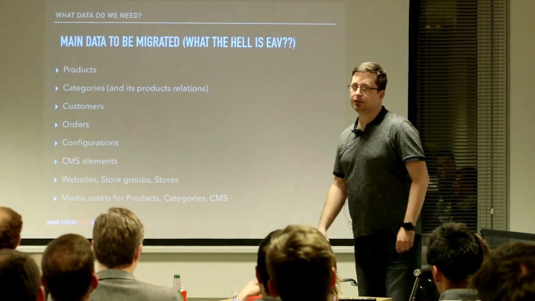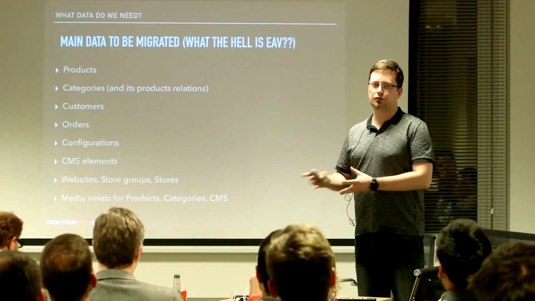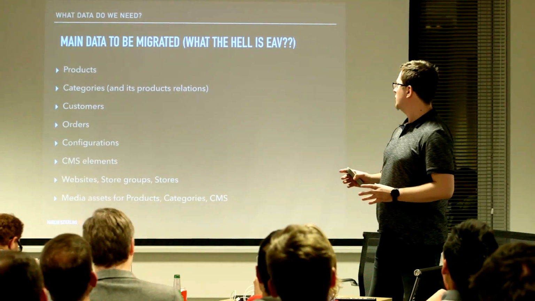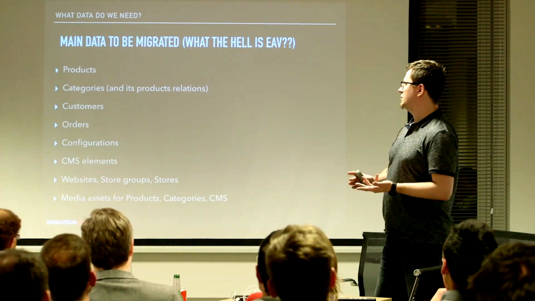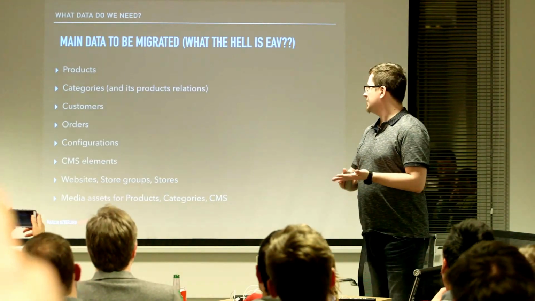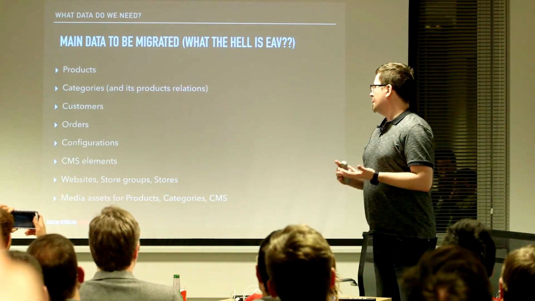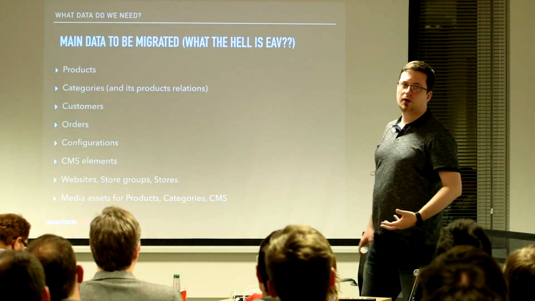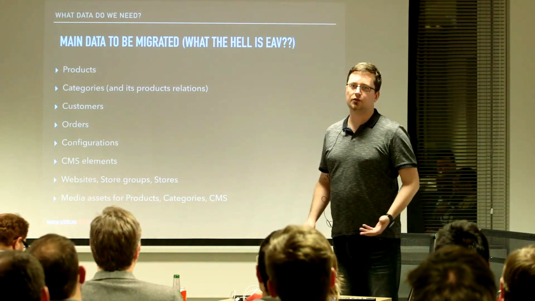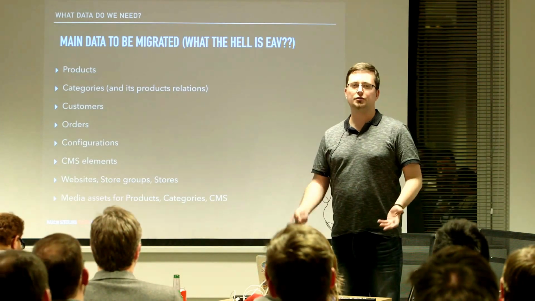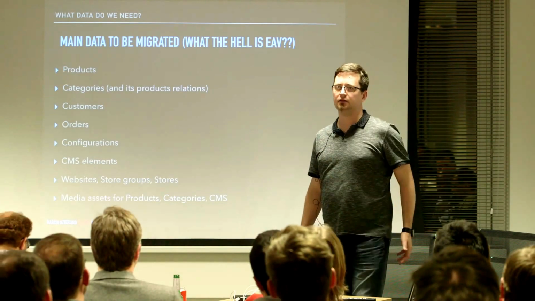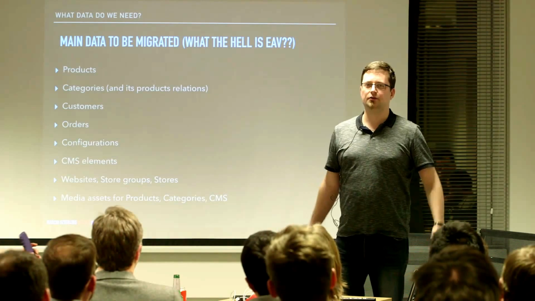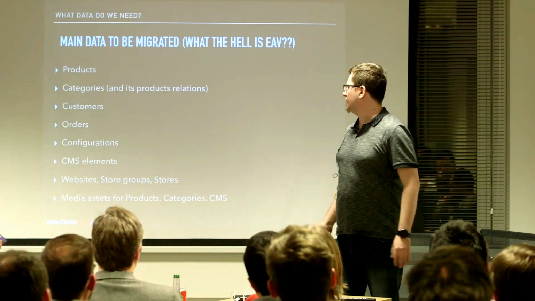Okay, so what kind of data should the tool migrate? Obviously products, everything related to products, categories, customers, orders, configurations, CMS elements, websites, media, and also maybe any other custom data you need to migrate as well. You might have some extensions you're going to be porting to Magento 2. You might use some custom tables you created, I don't know, queuing tables, additional stock tables, whatever tables you might create, you need to think about it.